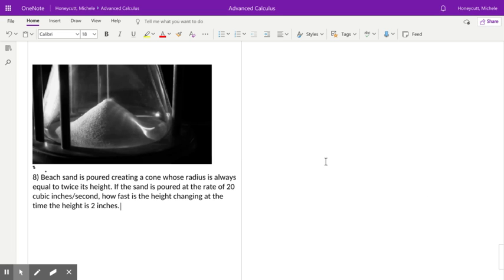Now for this last example, we have beach sand is poured, creating a cone whose radius is always equal to twice its height. If the sand is poured at a rate of 20 cubic inches every second, how fast is the height changing at the time the height is 2 inches?